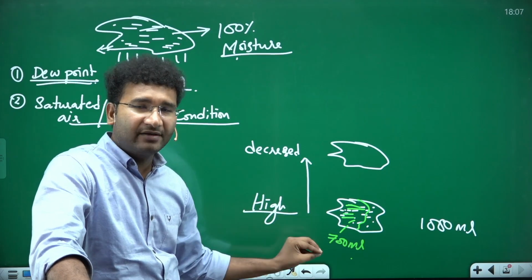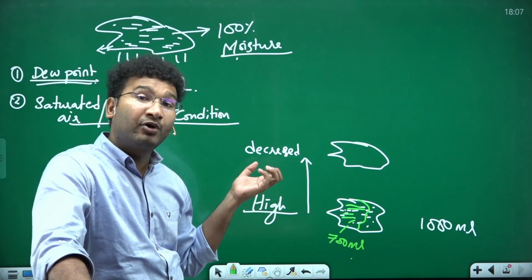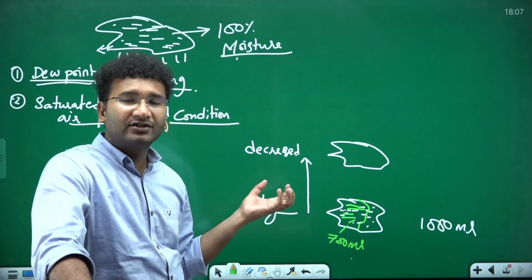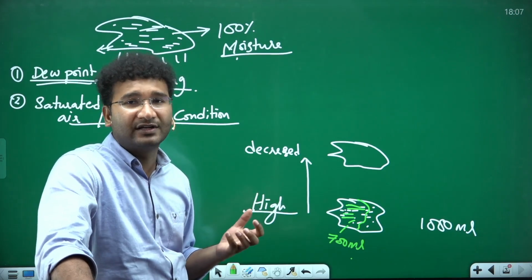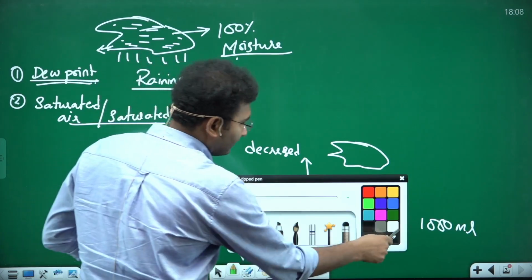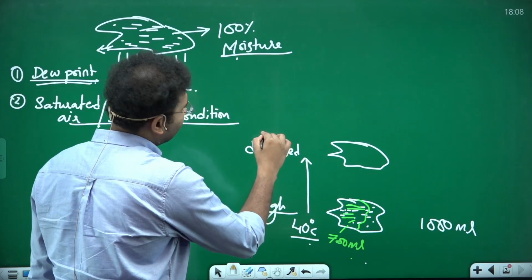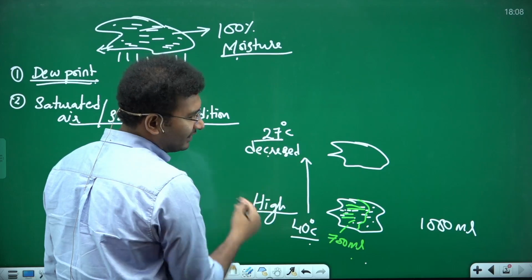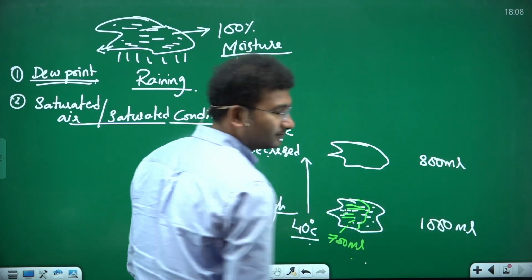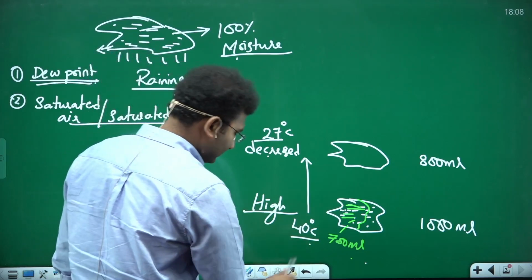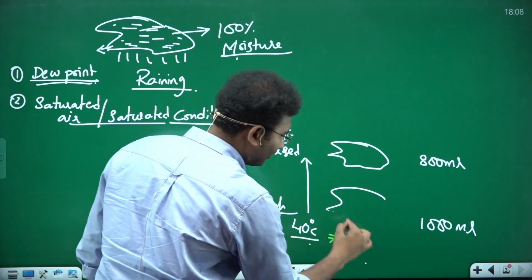But if I reduce the temperature of the same cloud, what happens to the potential of the cloud? The potential of the cloud to retain moisture will be less, to hold moisture will be less. That means at decreased temperature, imagine this is 40 degrees Celsius, imagine this is 27 degrees Celsius. At 27 degrees Celsius, this cloud can only hold 800 ml of water.